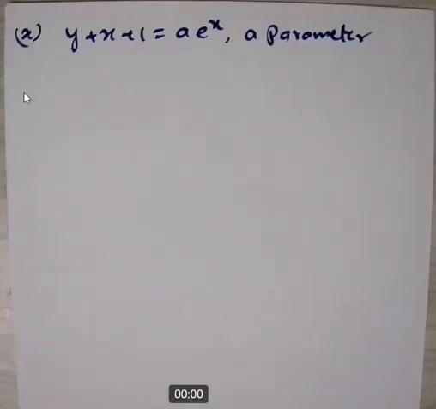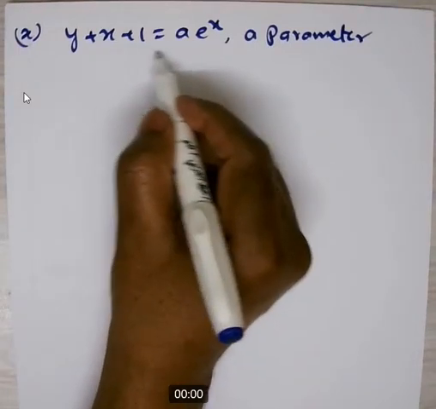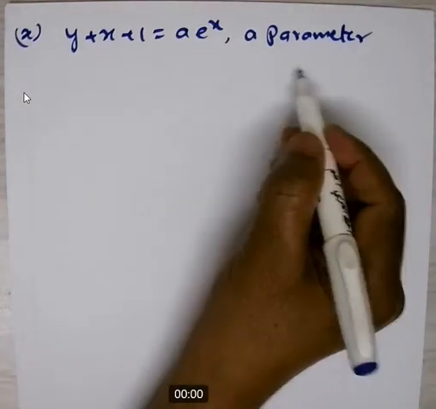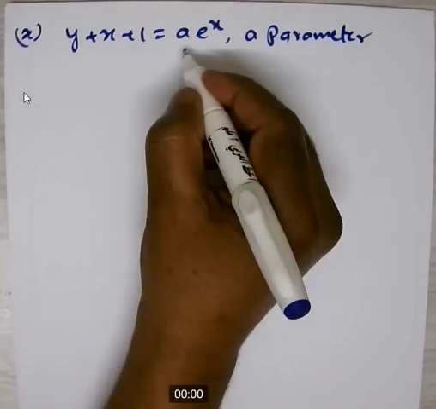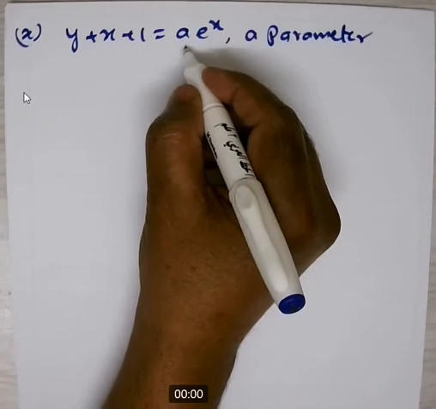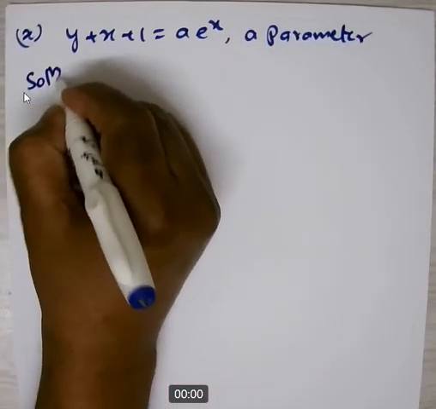Now another example: find the orthogonal trajectory of y plus x plus 1 equal to a e power x, where a is the parameter. Again, this is Cartesian form. Check how many constants are here: one parameter, one arbitrary constant. So you need to differentiate it 1 time.